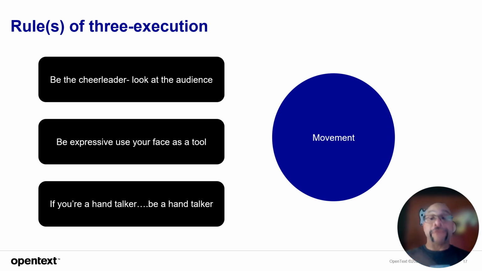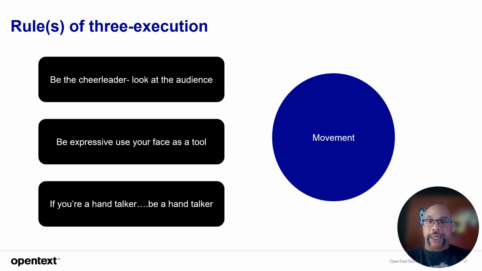And you can see, hopefully you can see it. I make sure that I pause and I throw a bigger smile than I would normally. Don't break character. So I'm a hand talker. Even though you can't see my hands, you can probably see that my shoulders move all the time. If you're a hand talker, be a hand talker. Don't apologize for who you are in these.